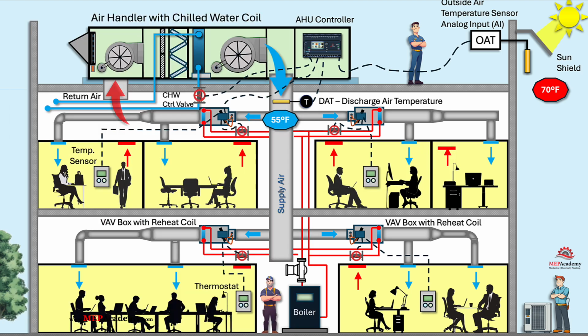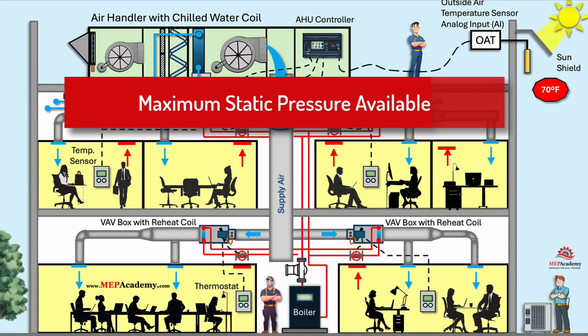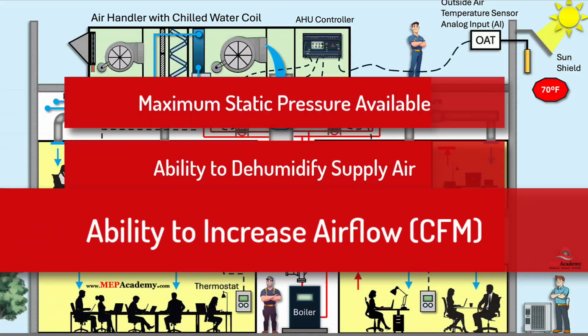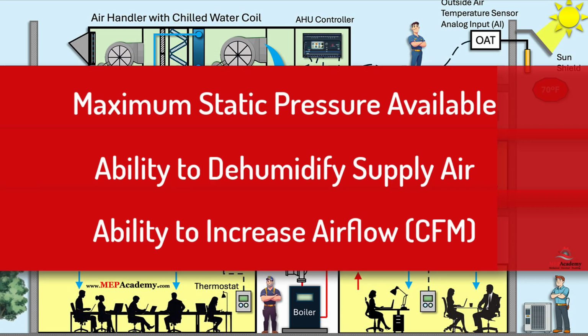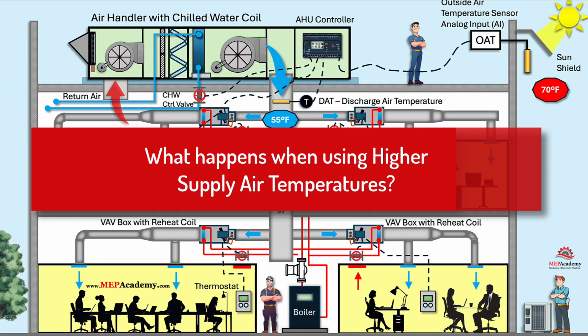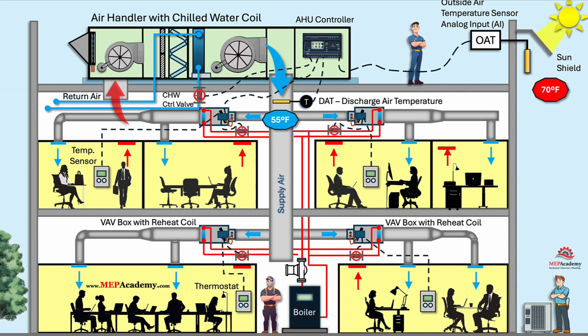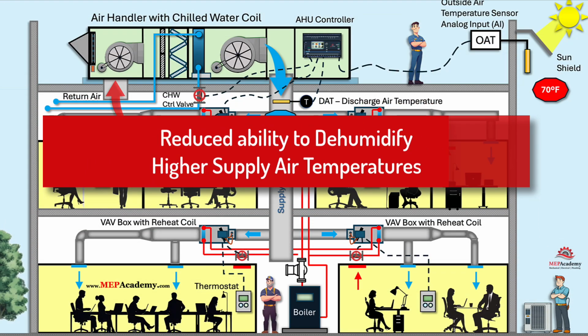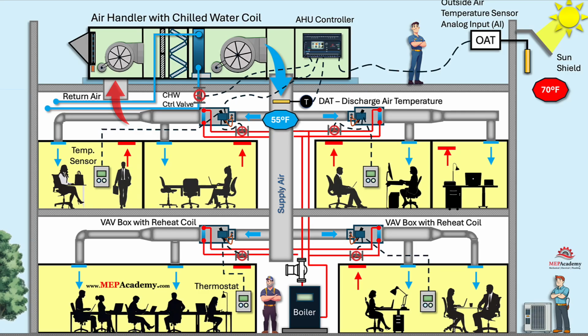Several things can happen when the supply air temperature is increased that need to be monitored, such as the maximum static pressure available, the ability for dehumidification, and increased airflow. We'll cover all three of these. You could set the supply air reset temperature higher, such as 65 to 70 degrees Fahrenheit, 18.3 to 21 degrees Celsius. But setting the supply air temperature at an upper limit can introduce several drawbacks and concerns, including that the higher SAT may not cool the air enough to reach the dew point, leading to inadequate moisture removal and higher indoor humidity levels, especially in humid climates.